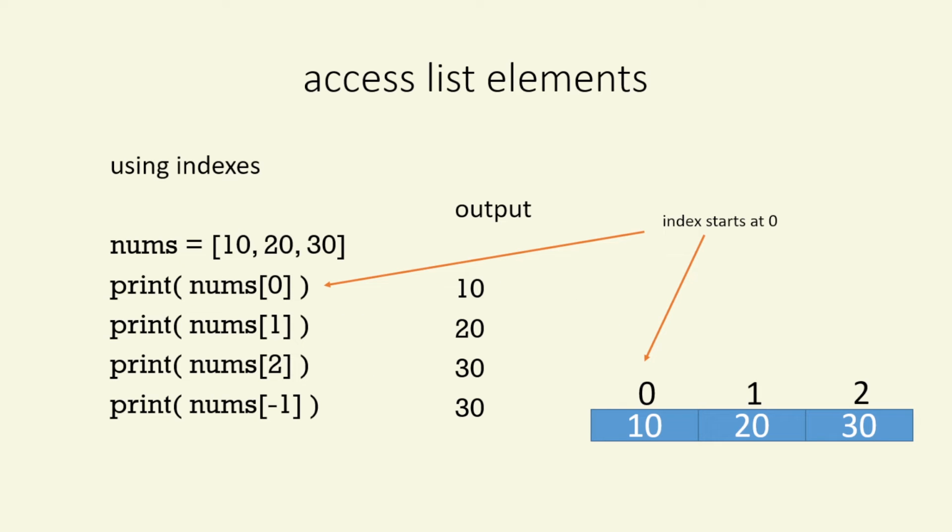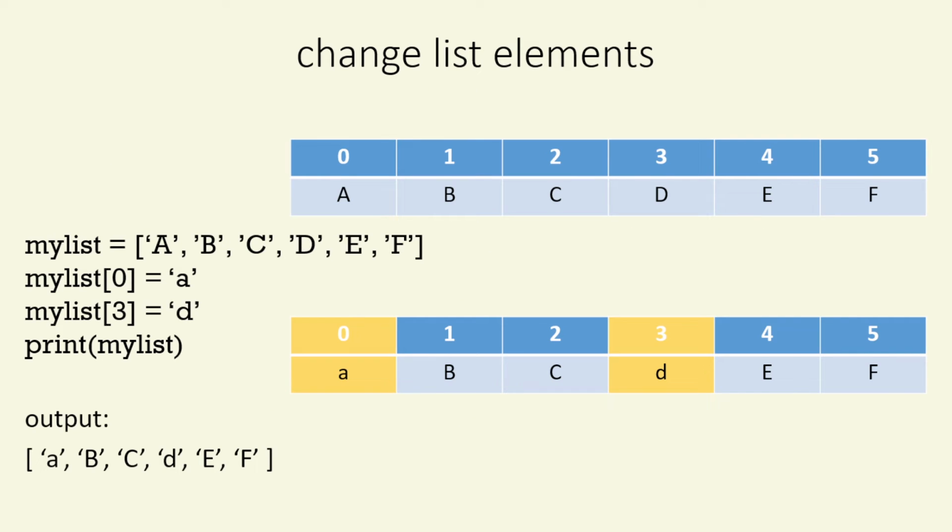So here we have a list with elements 10, 20 and 30 inside. Now, if we print the first element, we use 0 in square brackets, the index number, and that will output 10. If we use 1 in square brackets, that will output 20. And if we use 2 in square brackets, that will output 30. We can also go from the end of the list using a minus number. So if we have the list here called nums, and we access the last element using -1, that will print 30.